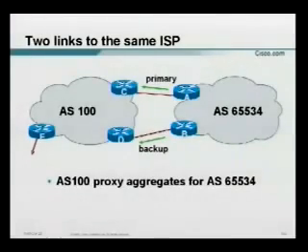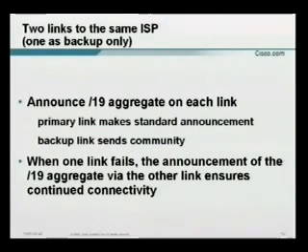So how do you use communities for two links to the same ISP, where one link is the primary and the other is the backup? This is just showing you how it could be done using communities. This is taken from way back at the start of the presentation. We're announcing a /19 aggregate on each link. Primary makes the standard announcement. On the backup link, rather than sending an MED, we're going to send a community. When one link fails, the announcement of the aggregate continues. So we're doing the standard stuff.